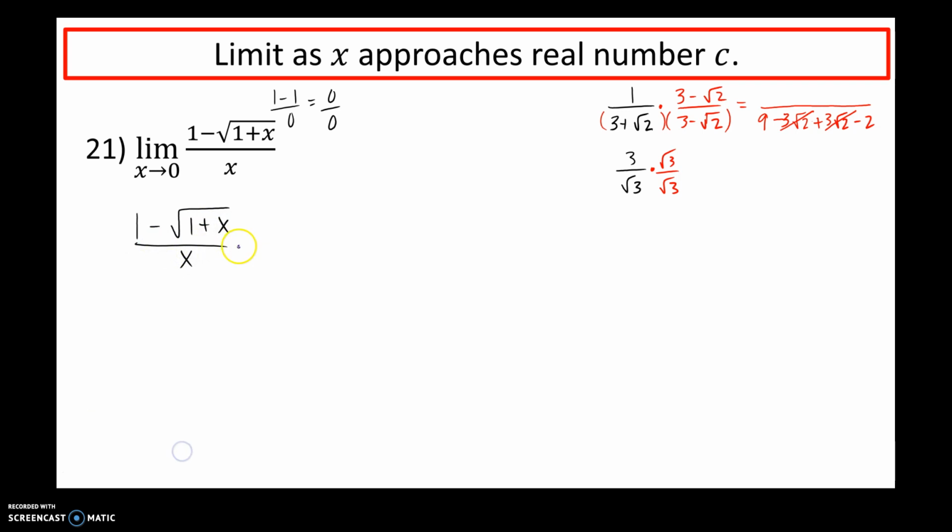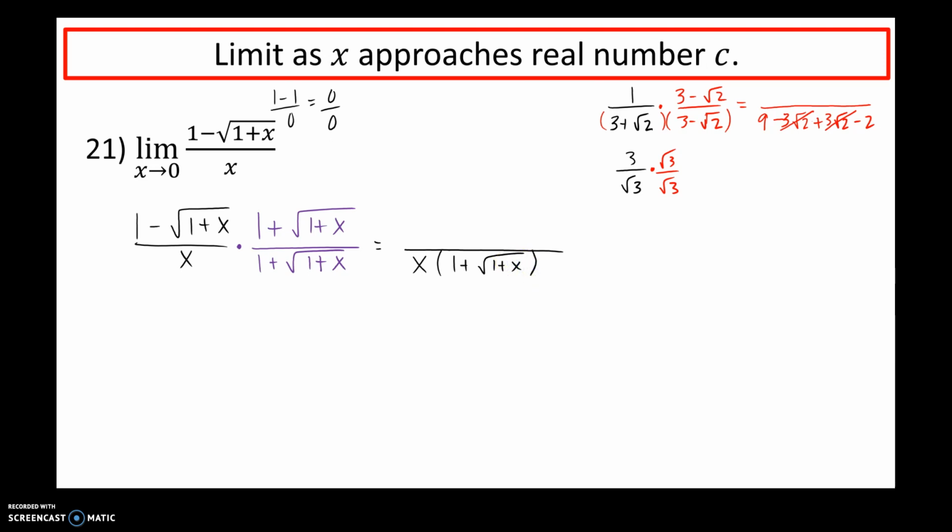Now when I pick the conjugate, I'm only going to change this minus sign to a plus sign. Everything else stays the same. Whatever I multiply the numerator by, I have to multiply the denominator by the same. Okay? So first things first, in the denominator, I do not want you to distribute. You'd just be making more work for yourself, and I'll explain why in a minute.